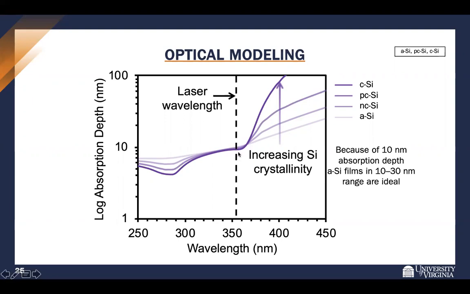So this would mean that amorphous silicon films in the 10 to 30 nanometer range are ideal for using laser annealing. And the reason you want the absorption depth to be constant is because you don't want your absorption to change as you crystallize the film. Otherwise, you might have to adjust your power. This just makes sure that you're processing the film uniformly.